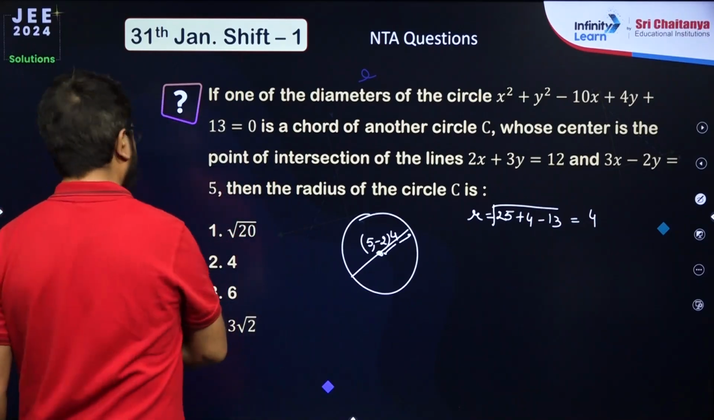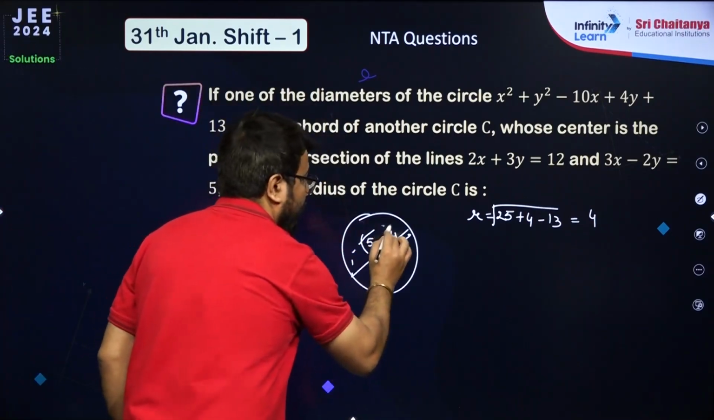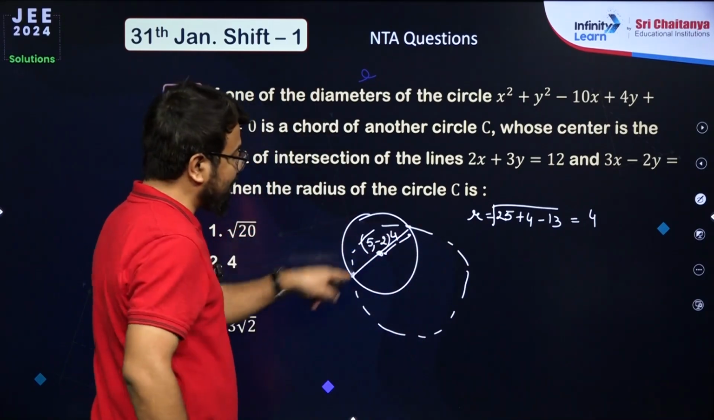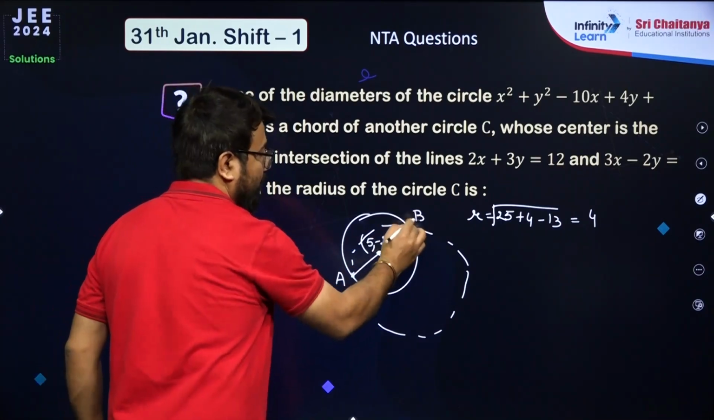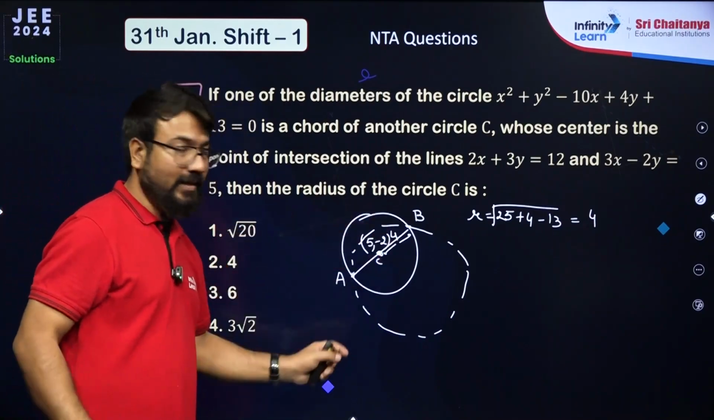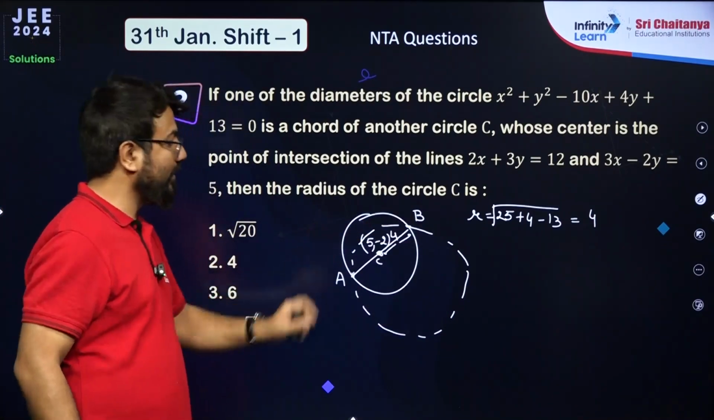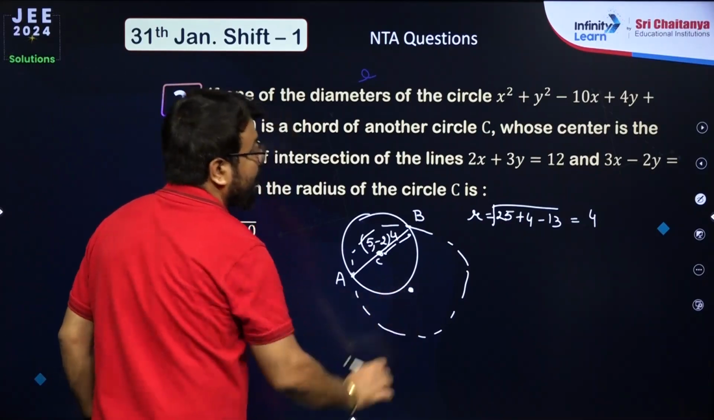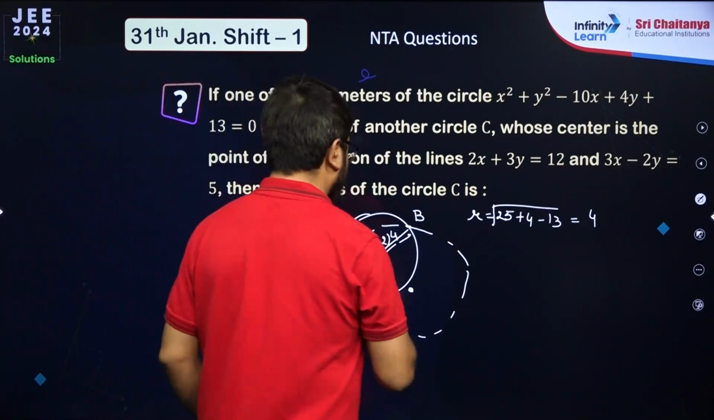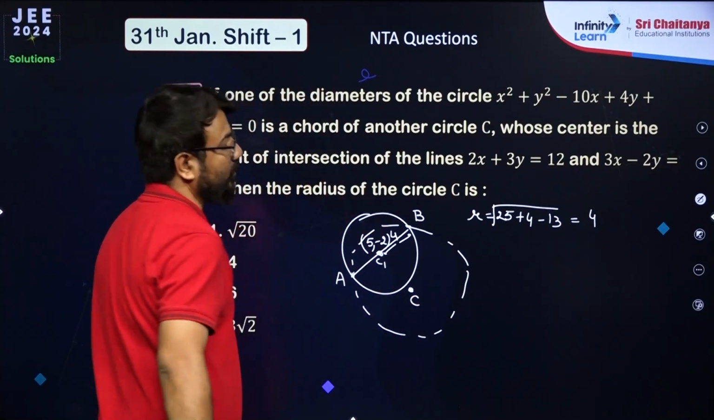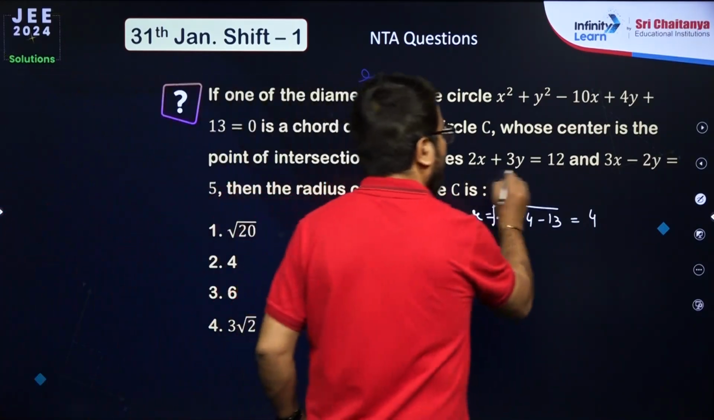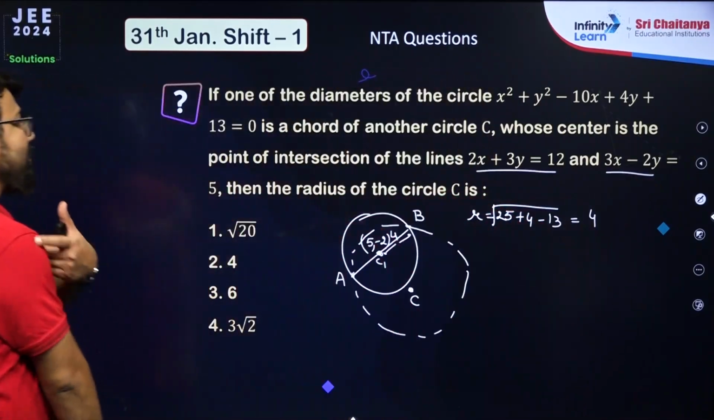Now, considering this to be a diameter, another circle is drawn. Okay, so considering this length AB to be a chord. AB is a chord. C is the center of this smaller circle. AB is a diameter of the smaller circle. Now, AB is a chord of this bigger circle, and the center is located here. Okay, so a chord of another circle C. Let us take the center C of the other circle, whose center is the point of intersection of these two lines. So will it be possible for us to get the center of the bigger circle?